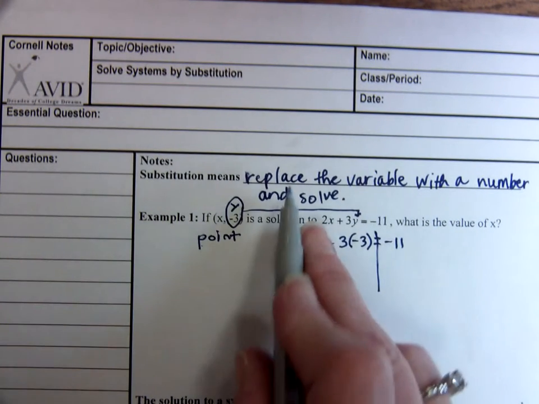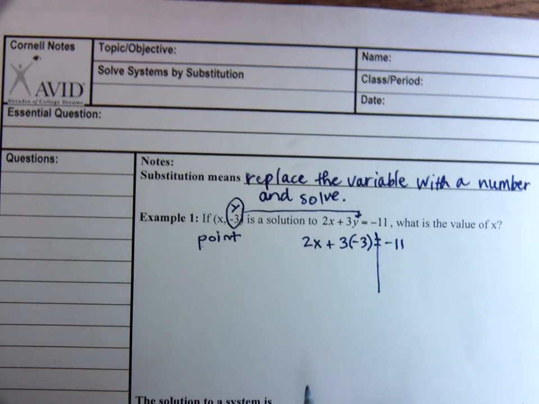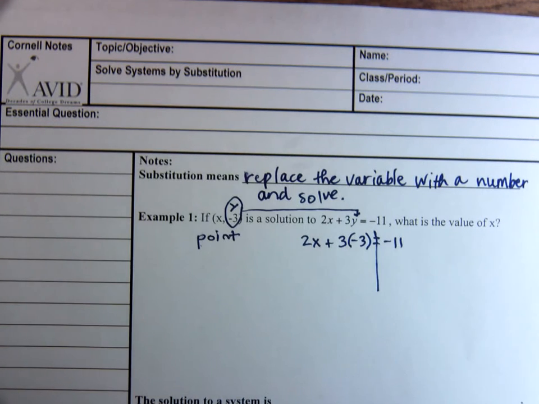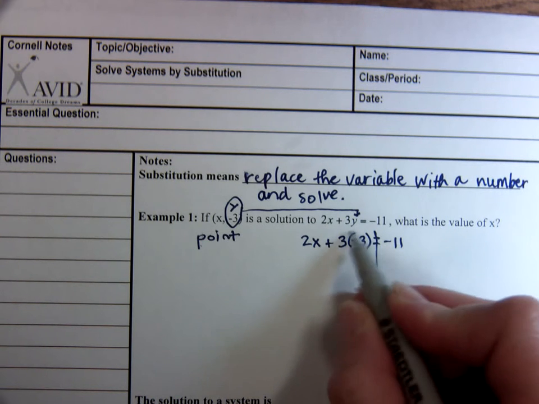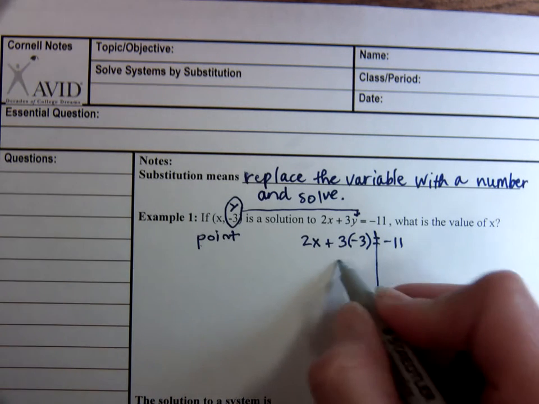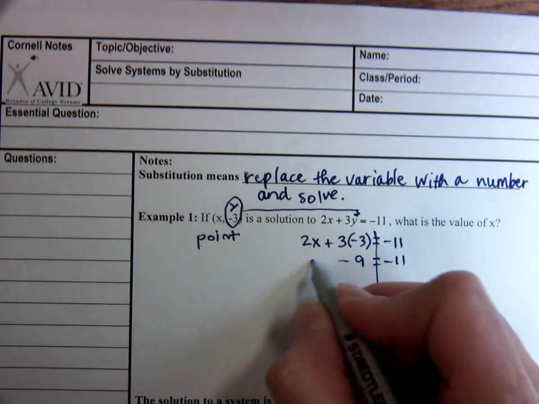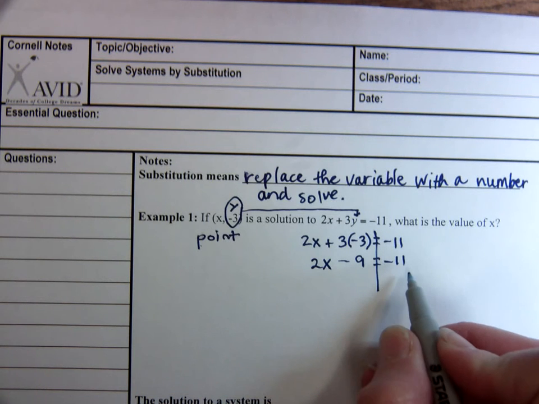Now remember, we're going to replace the variable with a number and solve. What do you think we're solving for? That's right, we're solving for x. It's asking what is the value of x. So we need to simplify a little bit first. 3 times negative 3 is negative 9. We'll just drop that negative 11 and the 2x, and then we've got 2x minus 9 equals negative 11.